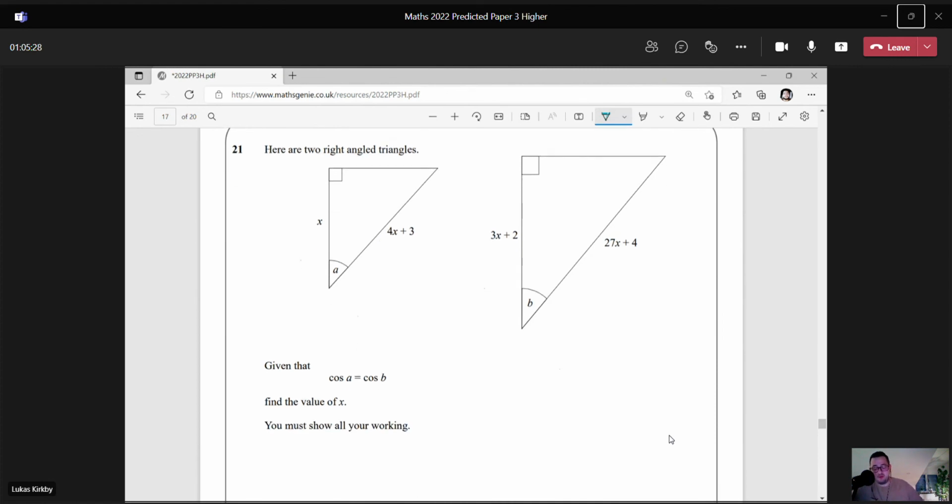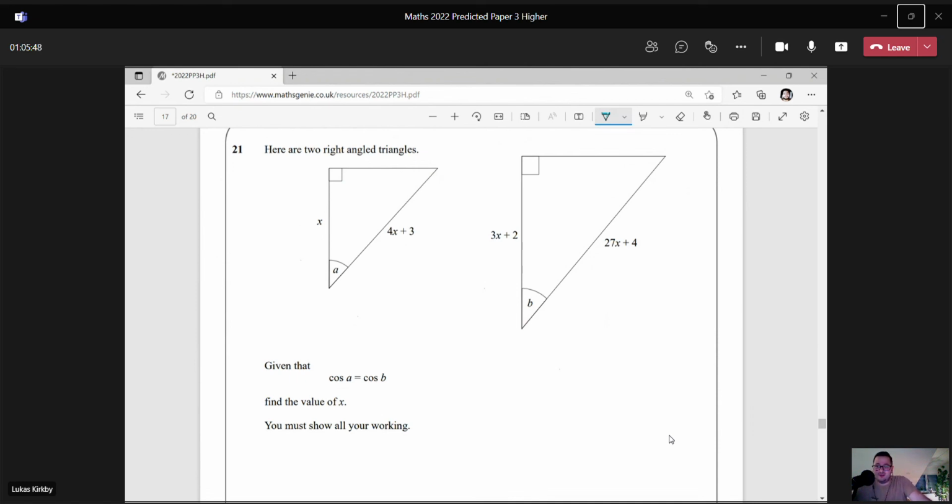All right, so number 21, we've got 2 right-angled triangles. This one has got sides x and 4x plus 3, and an angle of A. And this second one has got 3x plus 2 and 27x plus 4 and an angle of B. Now it says, given that cos A equals cos B, find the value of x.